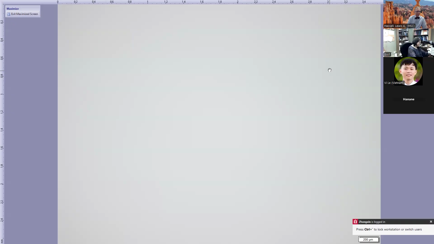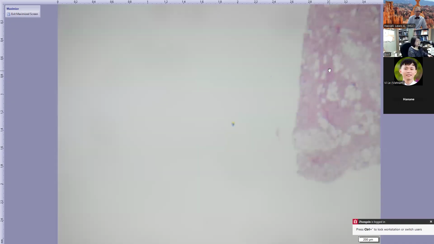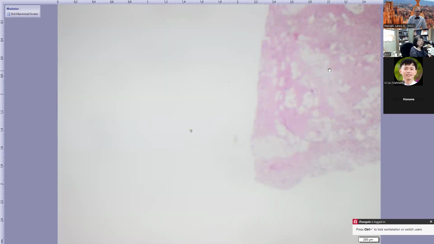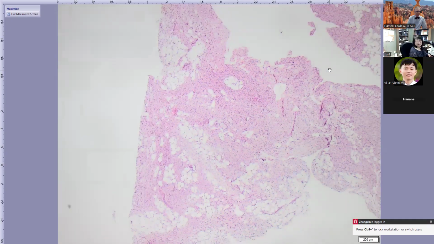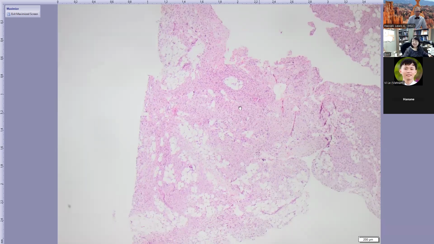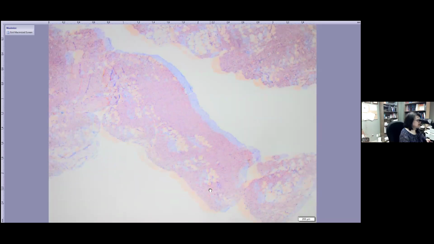Again, I start with low power here. In the lab, they receive serial sections and put them together. So you can see at low power there's a kind of pink fibrous area and some mature fat. We did not see the perimeter small blue cell area in this field. So keep moving here.